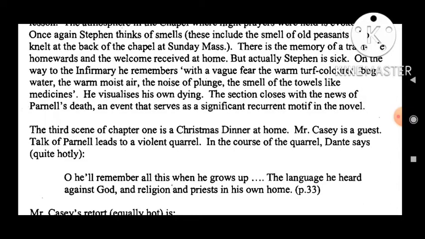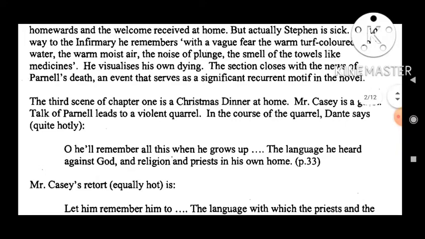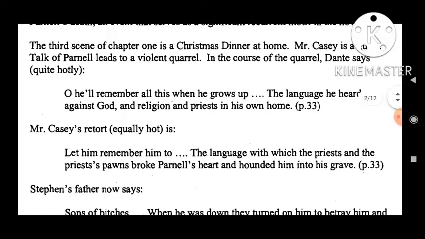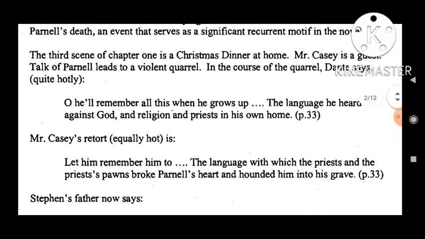On the way to the infirmary, he remembers with a vague fear the warm, tea-colored bog water, the warm, moist air, the noise of plunge, the smell on the towels like medicines. He visualizes his own dying. The section closes with the news of the parental deaths, an event that serves as a significant recurrent motif in the novel. The third scene of chapter 1 is Christmas dinner at home.